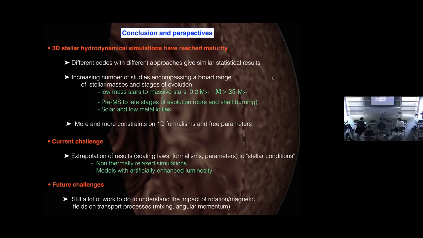Hi, this is Liam O'Connor. You mentioned that we're starting to get agreement between different codes when studying the same systems and how that inspires confidence. Can you talk about some systems where that's not the case and what the challenges are there?